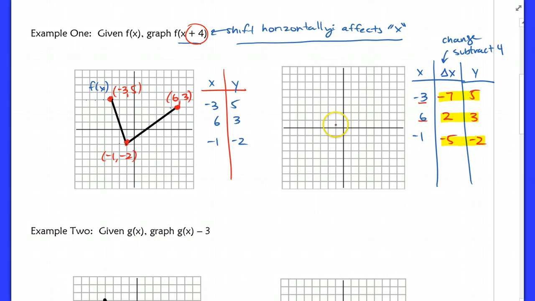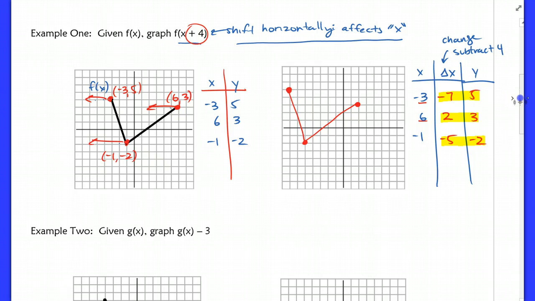So if I go to -7, 5, and up 1, 2, 3, 4, 5, here's my first point. If I go to 2, 3, 1, 2, 3, and if I go to -5, 1, 2, 3, 4, 5, -2, you're going to notice that this shape has the exact same shape as your original function here, but it's just been translated 4 units to the left. Okay? So that's how you would do that using a table.